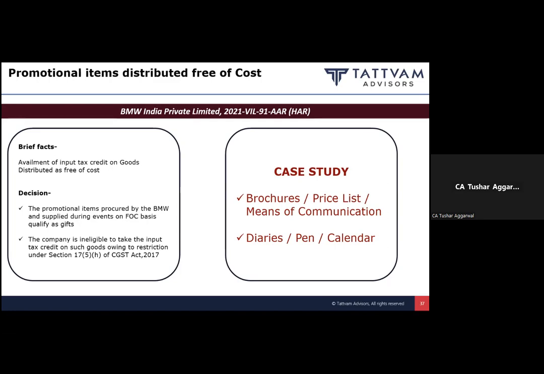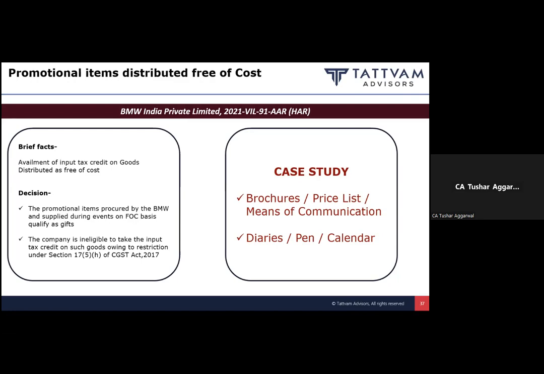I want people to write. Let's make it interactive. Whatever your thought process is, say available for this, not available for this, for brochure, price list, diaries, pen, calendar. See, we have to divide all these into 2 parts. People are saying not available, not available. So let's divide the brochures, price lists, diaries, pens, etc. into 2 parts. First is something called means of communication.